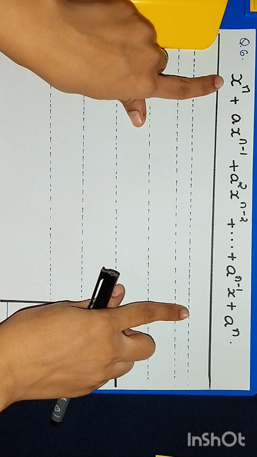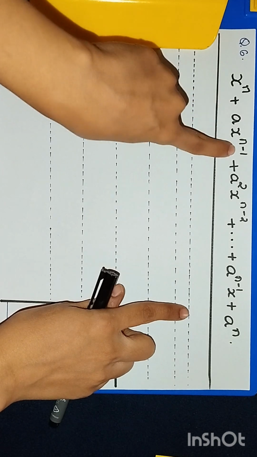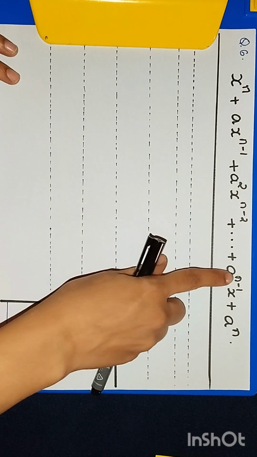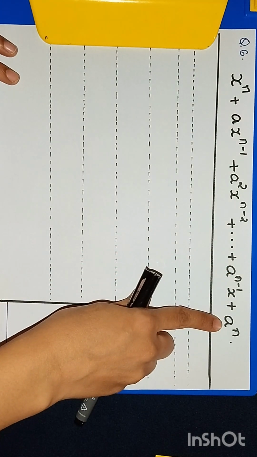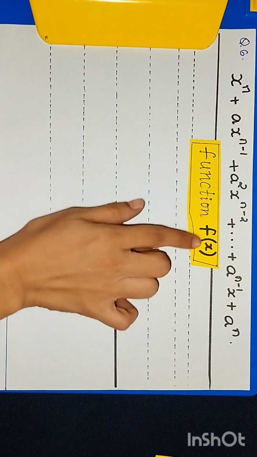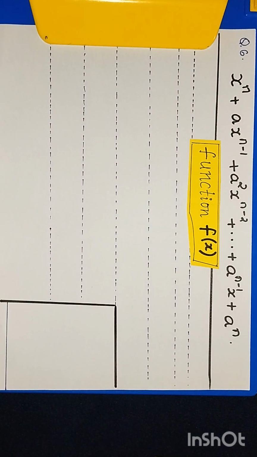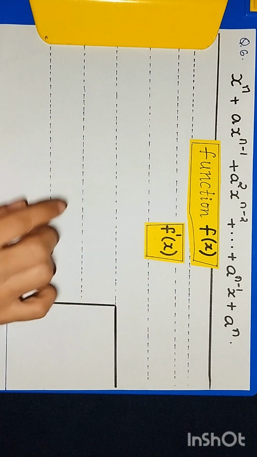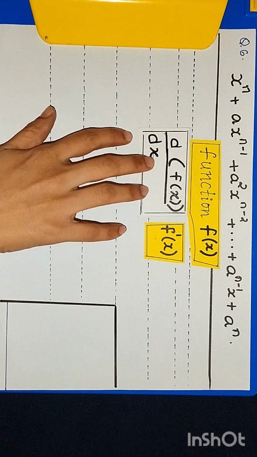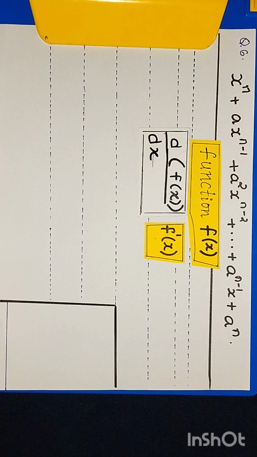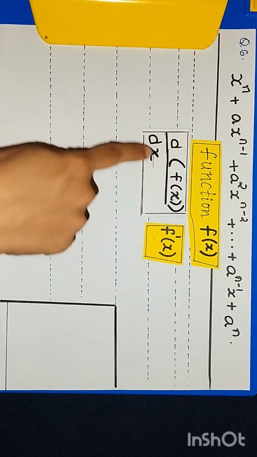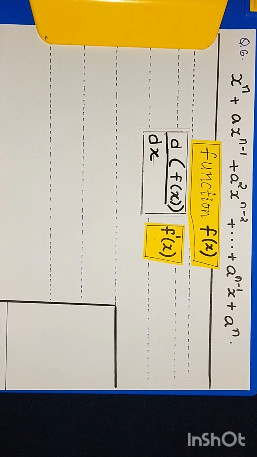So question number 6: x to the power n plus a into x to the power n minus 1 plus a square x to the power n minus 2 plus a to the power n minus 1 x plus a to the power n. This is a polynomial function they have given to us. We have to find the derivative of this function, f dash of x, which we can also represent as d by dx of f of x.